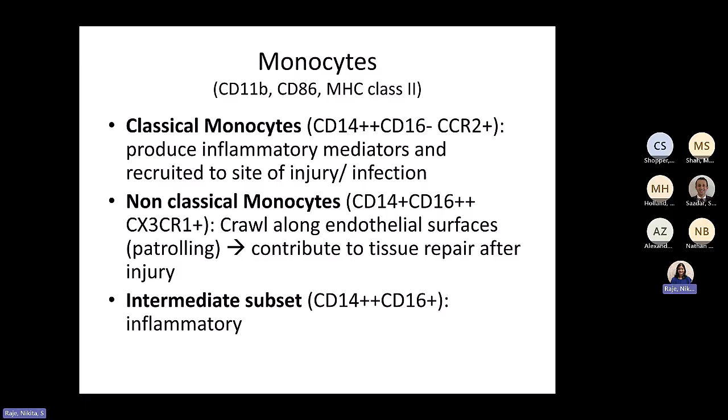CD14 strongly positive and then CD16 positive. So what's the difference? The classical monocytes are meant for inflammation. They produce inflammatory mediators and are recruited to the sites of injury and infection. Versus the non-classical monocytes will crawl along the endothelial surfaces, a process called patrolling, and they contribute to tissue repair after the injury. Rather than causing inflammation, they are helping in the repair of the tissue. Those are the non-classical monocytes.